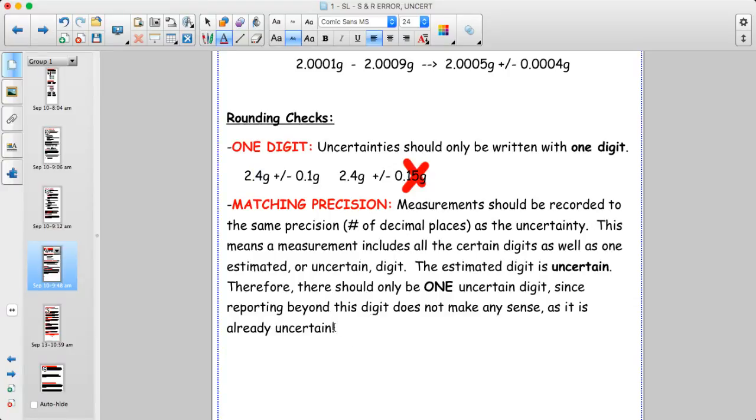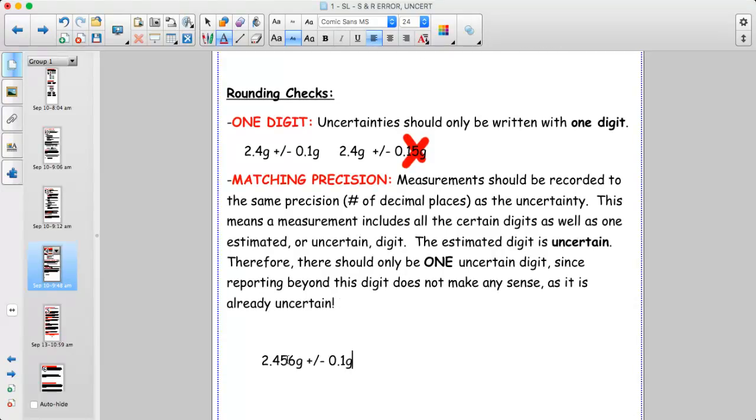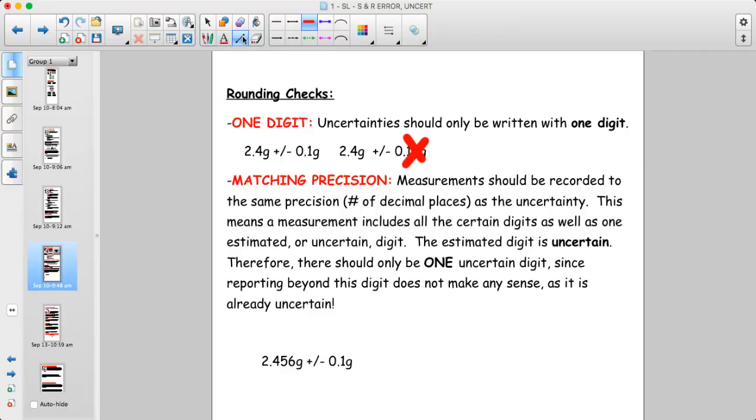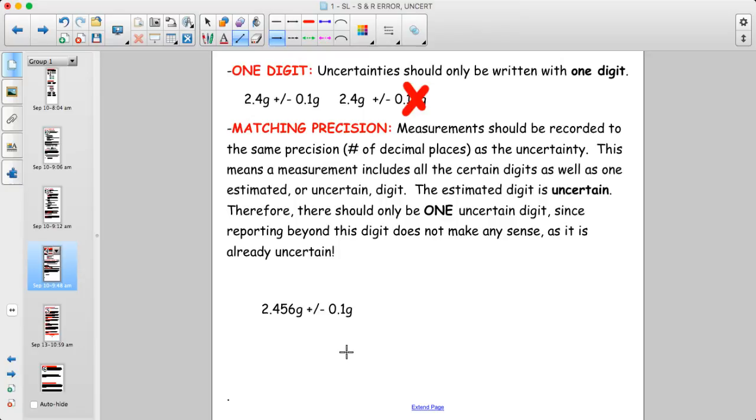For example, if I write down that my mass is 2.456 grams and my uncertainty is plus or minus 0.1 gram, what I'm saying with this uncertainty is that I'm uncertain in the tenths place. So I have no business reporting anything beyond the tenths place because I barely know about the 4. I know it's pretty close to 4, but I don't know anything about these two digits, so I need to get rid of them, okay?